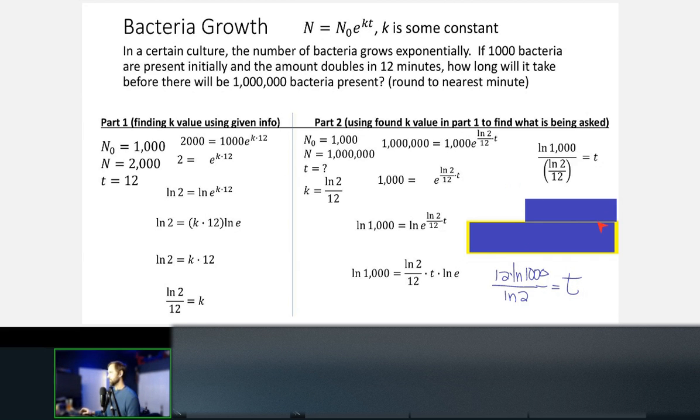All right, and what do we get? What does t equal? And it says round to the nearest minute. Always make sure you read the end of the question to see how it wants you to round, because every problem is going to be different. Yeah, about 2 hours. Yep, 120 minutes.